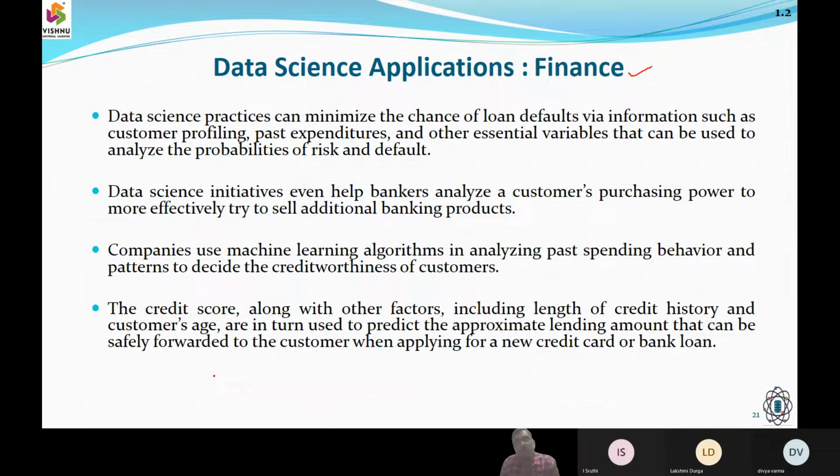Seeing the previous patterns, we can decide whether the loan can be sanctioned to him or not. So in this way, we are going to use data science as one of the applications for the finance sector.